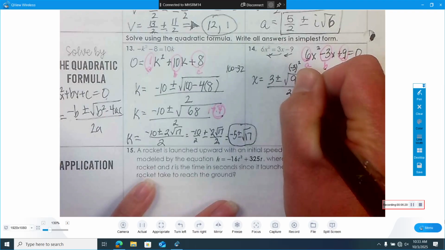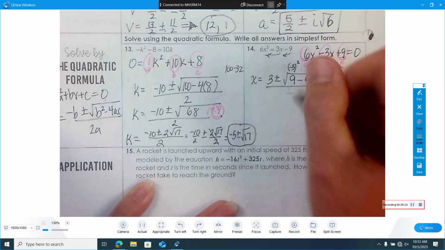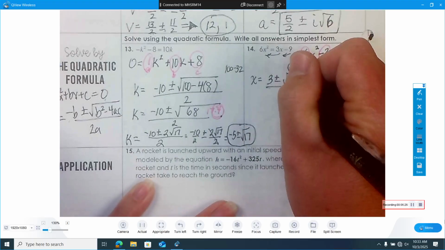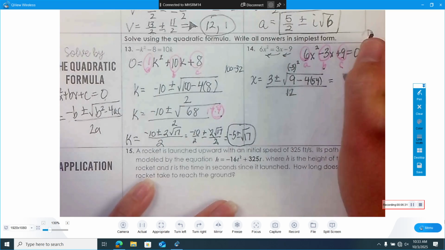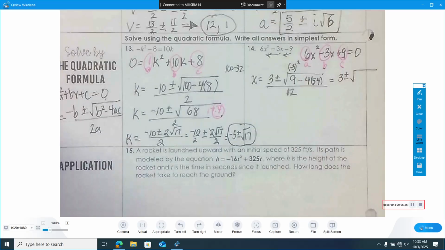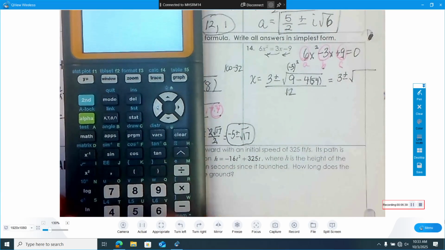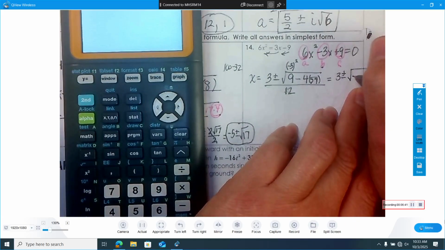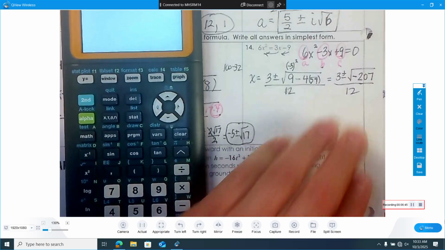All over 2a, 2 times 6, 12. So I'm just going to write down 12, which is totally fine. All right, I don't know what that is. I'm going to write it over here to the side. 3 plus or minus the square root of 9 minus 4 times 54, negative 207 is under the radical there, all divided by 12.